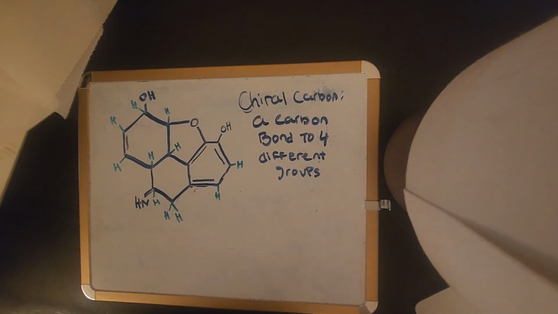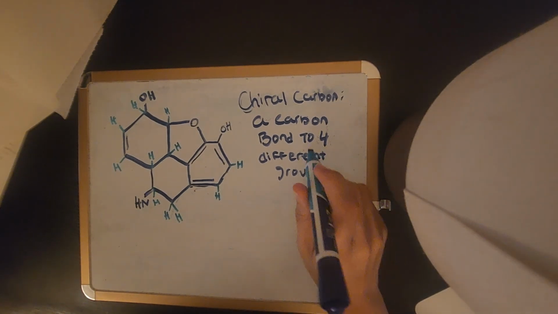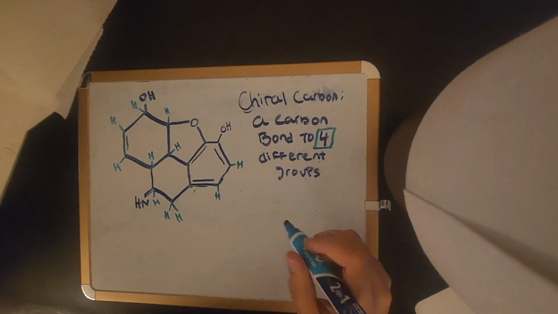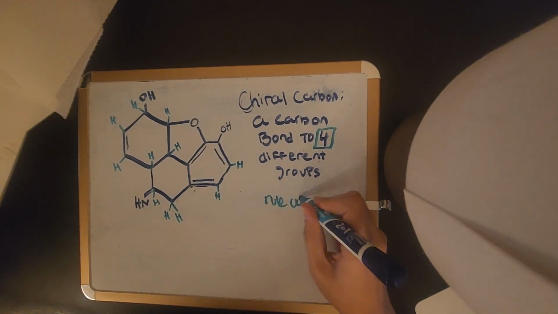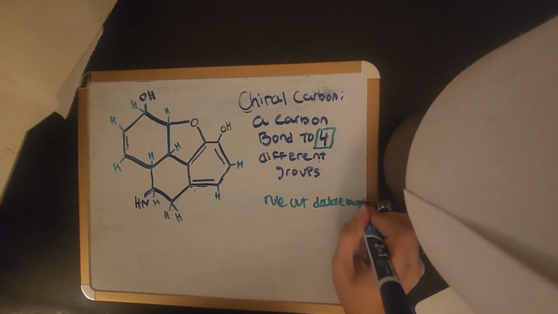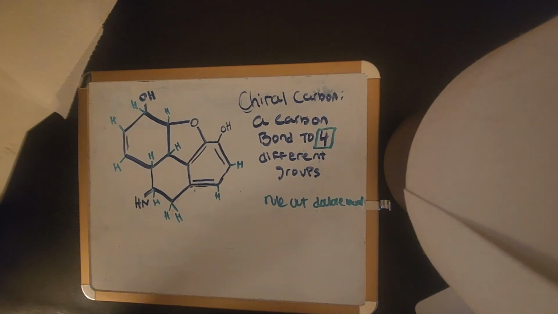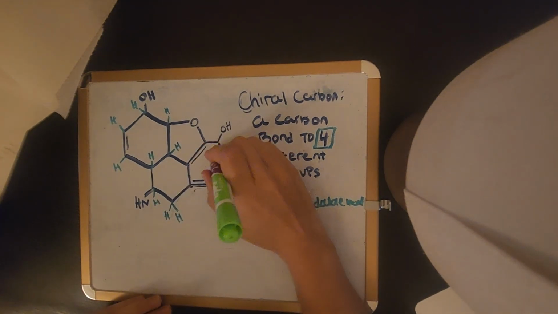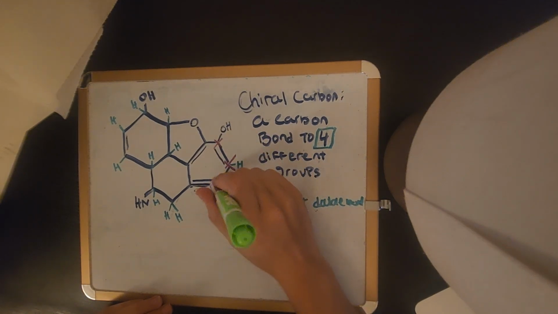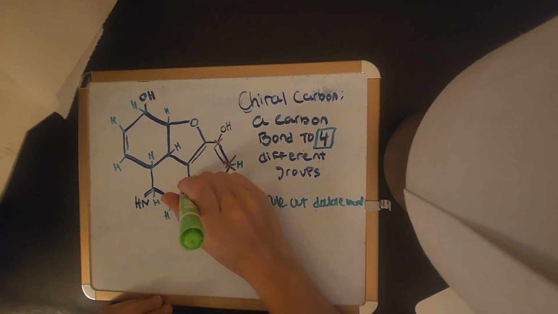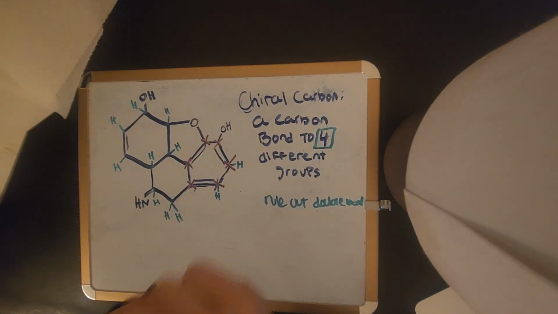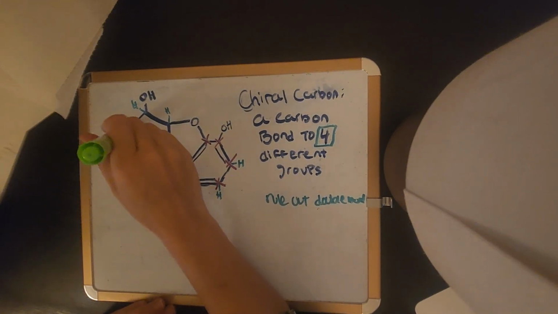Now we can do a process of elimination. Since it needs 4 different groups, we're going to rule out any double bonds. This carbon has a double bond, so does this, so does this, and this. So do these two.